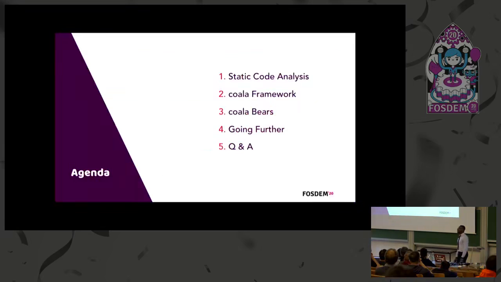Today, we are going to talk about static code analysis. We will start first by doing some overview, a quick definition of static code analysis. So we will follow up with the Coala framework and Coala bears, how it's used to do static code analysis in Python. And we will see what is coming next into the framework to ease the use of Python to do static code analysis. And we will finish with the Q&A, if you have questions, of course.